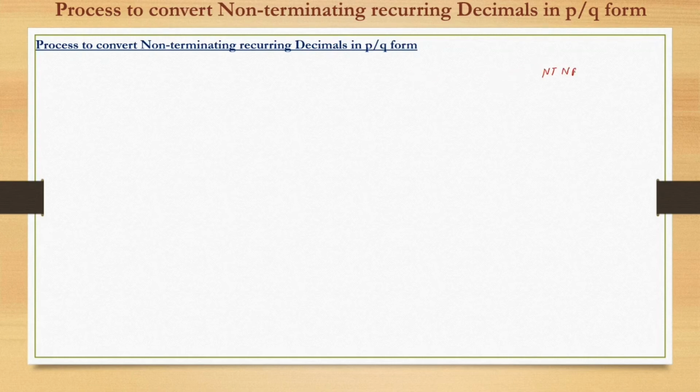Non-terminating non-recurring. Can we convert this, 3.14159 something? No. Why can we not convert this into a p by q form? Because we do not know the number of digits after the decimal and what the pattern is. So for that reason we cannot convert this into p by q form, and hence this is an irrational number.